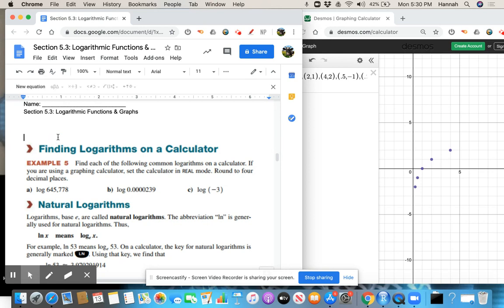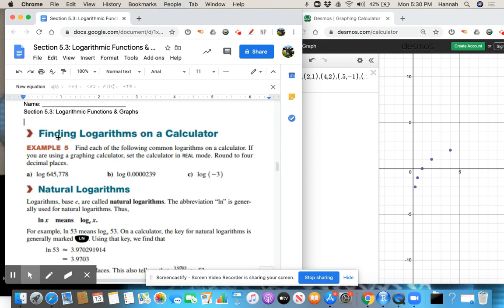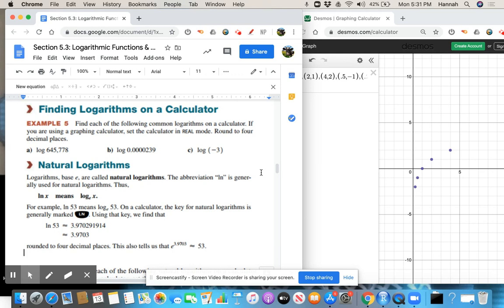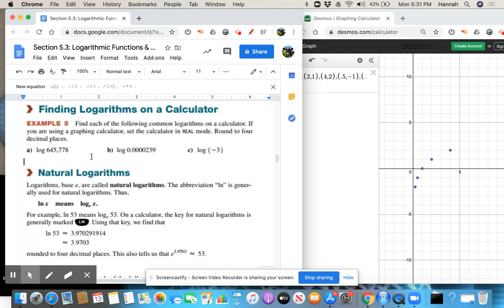Okay? Now, here's the thing. Sometimes there will be logarithms that you can't find an answer to by hand. So, for example, if I'm looking at example 5 here, and I tried to do part A, think about what that would look like. So, first thing I would do if I was going to do this by hand is I would say, well, I don't know what it equals, so I'm going to set it equal to x. You'd have log 645,778 equals x. And something I want to mention here, notice how there is no little base here. If they don't write it, it's understood to be 10. So you can write that in if you want to.